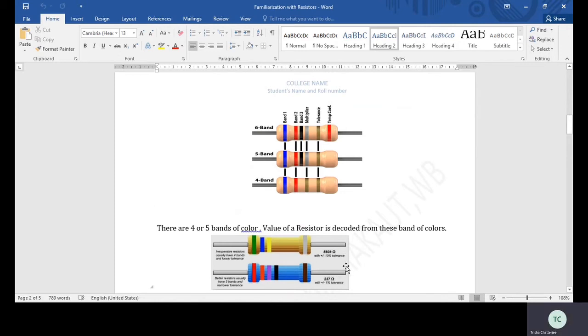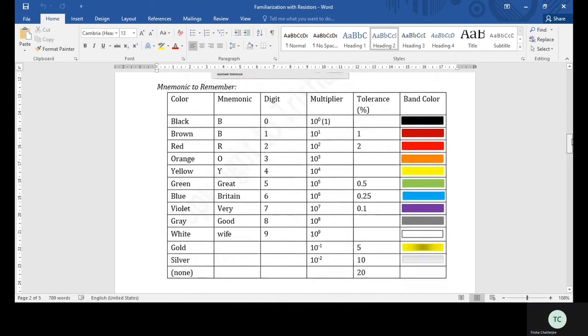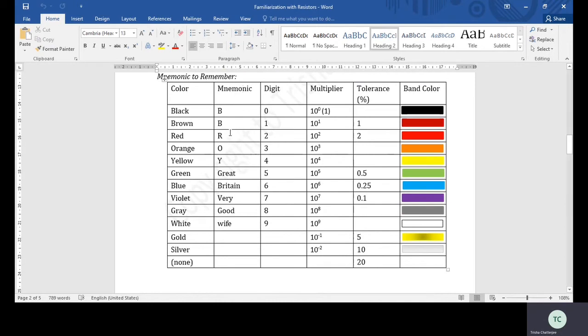These are the same thing, the same picture I have taken here from the VLab, to memorize the sequence. BB Roy, Great Britain, very good wife. Great BB Roy off. I have eliminated the "off". Great Britain has a very good wife, right? So I have omitted that "off" and "has a" because they don't have any significance in this mnemonic. Okay.